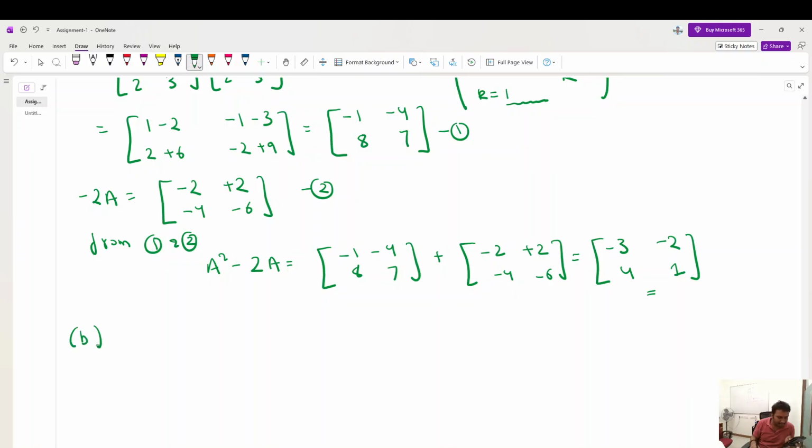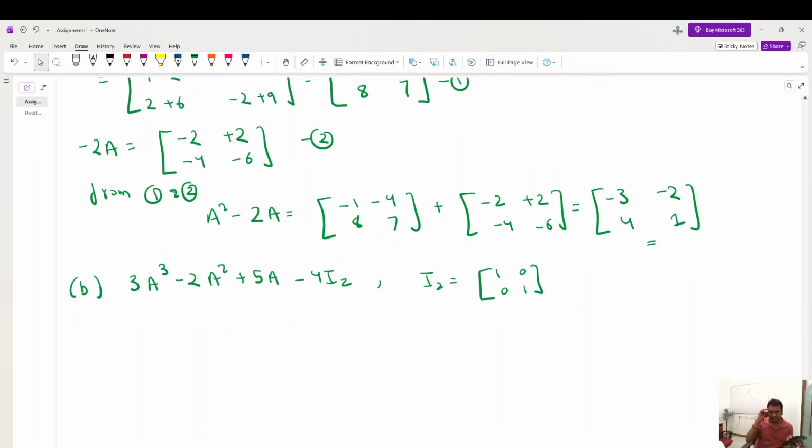So B. In B, what you have to do is compute this quantity, 3a cubed minus 2a square plus 5a plus 4I2, or minus 4I2. Doesn't matter, it will be a new question then. So what is I2? I2 means identity matrix. Basically 1, 1, here 0, here 0. The diagonal entries are 1 and other than that, everything is 0. Okay, we have already computed A. We have already computed A squared.